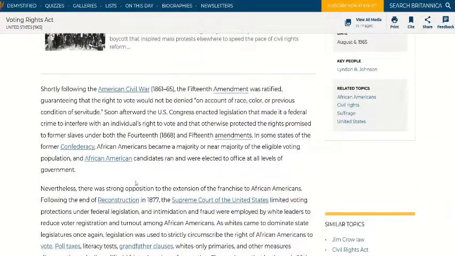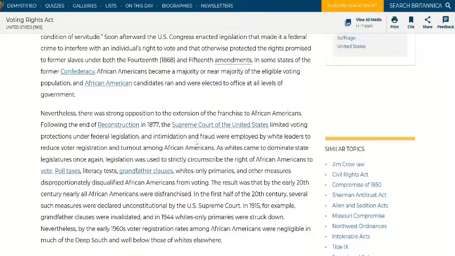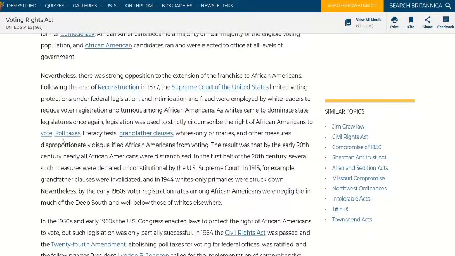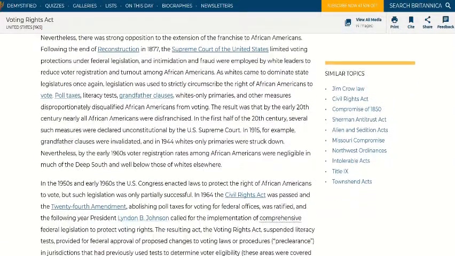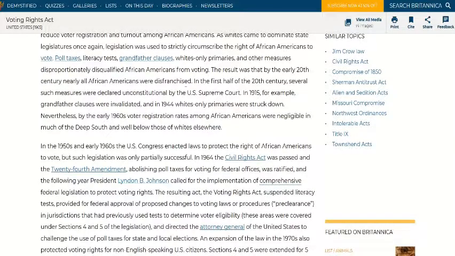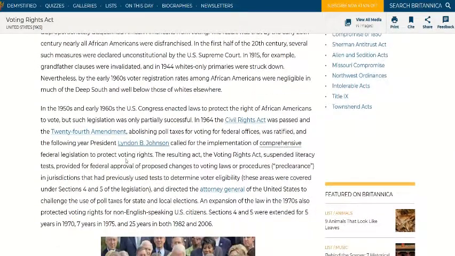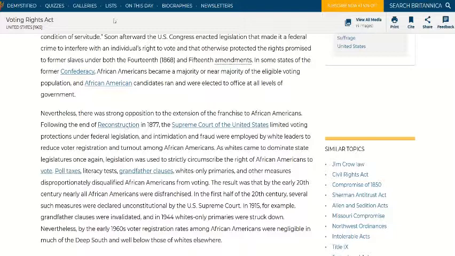So let's see, we've got all sorts of different issues here. Poll taxes, voting, literacy tests, right? So there's a lot of different potential topics to research.